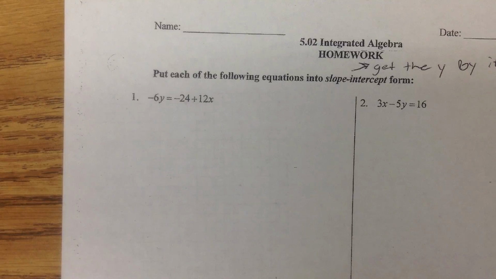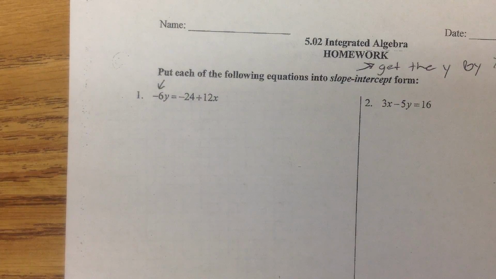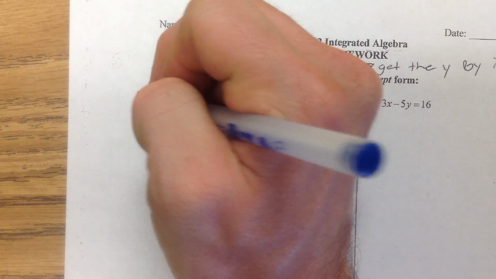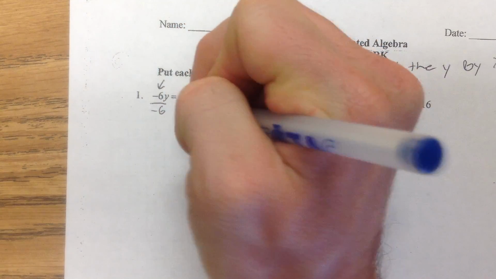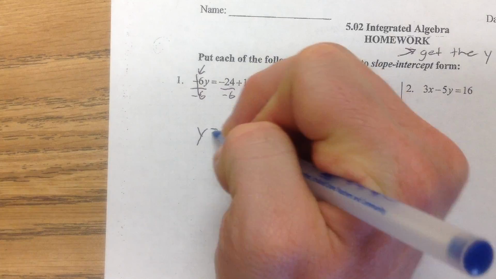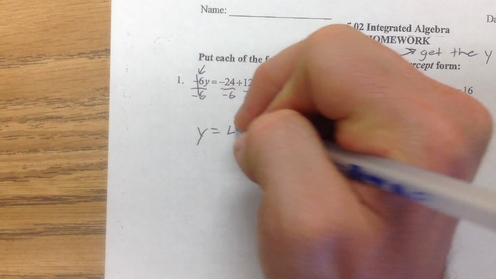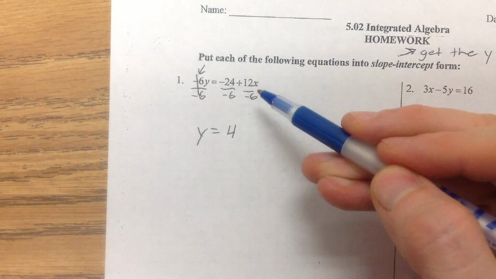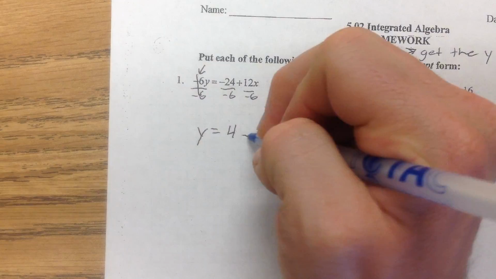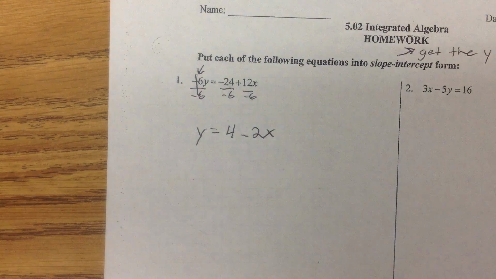So if we look at this first one here, the only thing preventing the y from being by itself is that pesky -6. So that's -6 times y, so the opposite of multiplying by -6 is just to divide everything by -6. These will cancel out and we'll be left with y equals, careful here, negative divided by a negative is going to turn that into a positive 4. And then here we have a positive divided by a negative, so that's going to make that a minus 2x. All right, so that's what we call slope-intercept form.